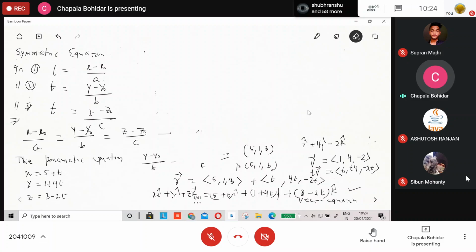According to the value of t, we get points on the line. We don't know the value of t, so we may choose t as 1, or as 0, or as minus 1, minus 2, 2, like that. Then we get different points on that line. So here, to find two other points on the line, first we choose the parameter value t equal to 1.